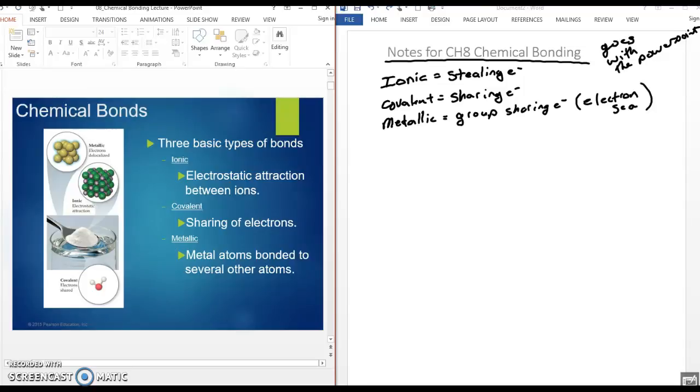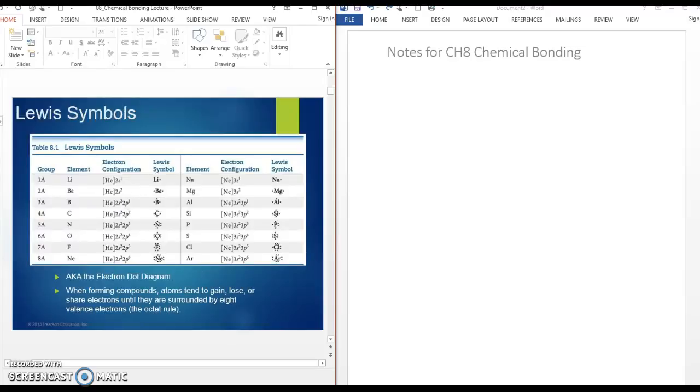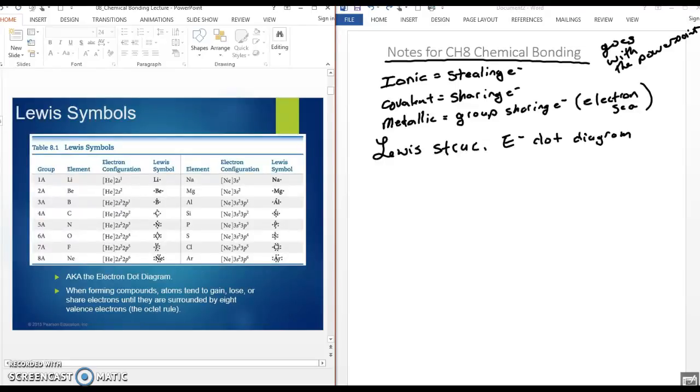One way we commonly discuss different electrons in different locations is through the Lewis structure. Another word that we've used so far is the electron dot diagram. They're about the same thing. For our purposes, they're the same. So, Lewis structures refer to the number of valence electrons around each atom.